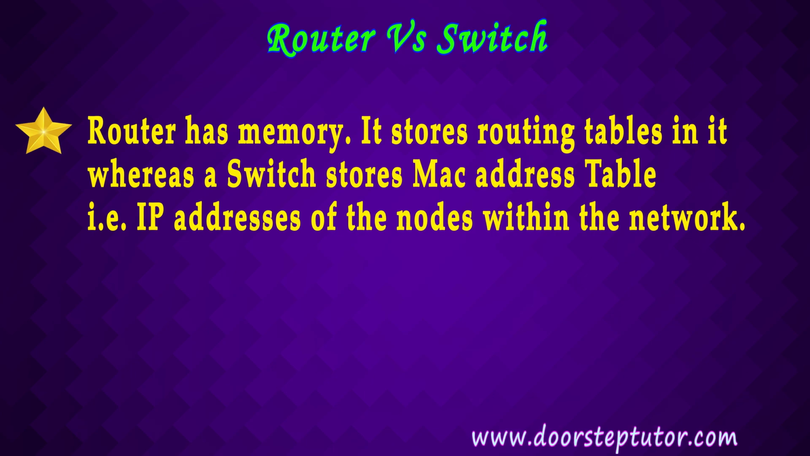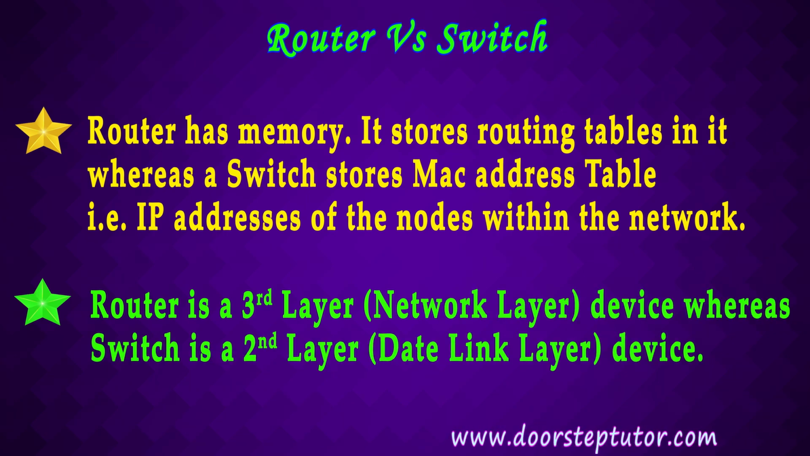So the next difference is a really very important point: a router works in the third layer of the OSI model or TCP model, whatever model we are having. The third layer is the network layer. Then a switch works on the second layer, that is the data link layer. So the data link layer is important for a switch, but a router works in the network layer.